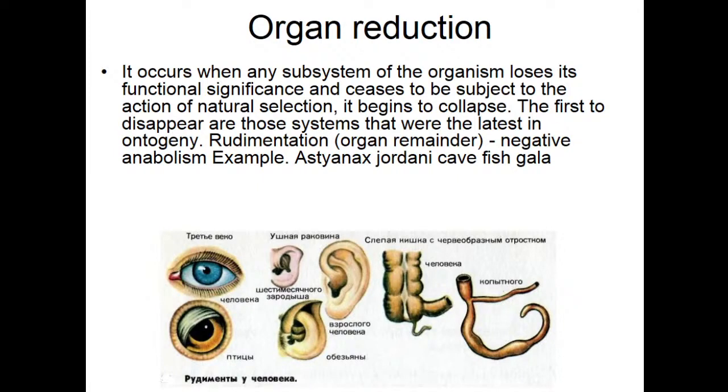It occurs when any subsystem of the organism loses its functional significance and ceases to be subject to the action of natural selection. It begins to collapse. The first to disappear are those systems that were the latest in ontogeny. Rudimentary organs remain, with negative anabolism. An example is Astyanax jordani, the cave fish.